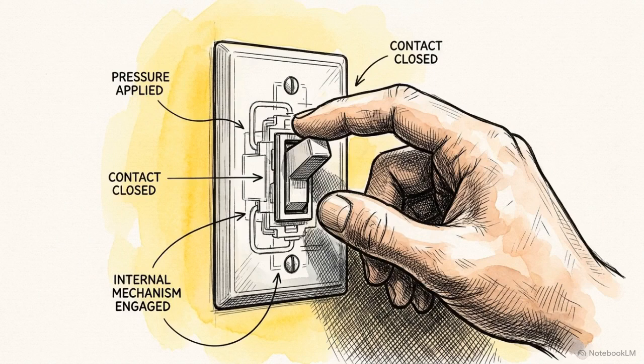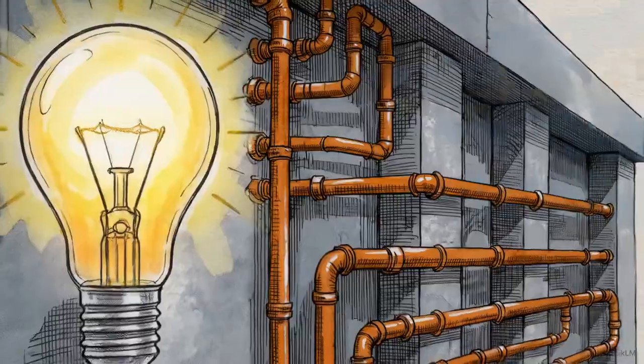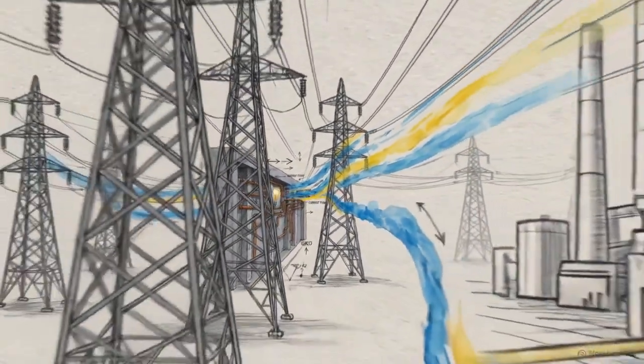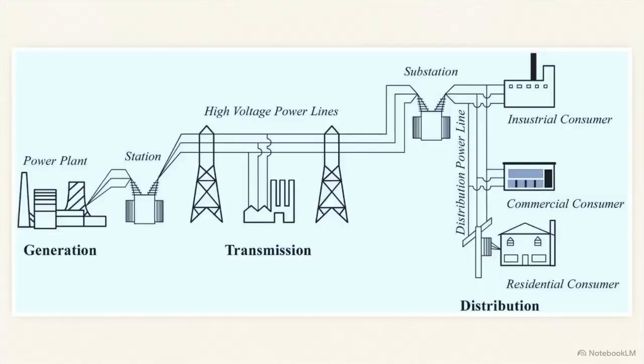Next time you walk into a dark room and turn on a light, take a second to trace it backward. That energy travels through the wall, out to the street, and all the way back to a power plant. This diagram shows how that journey works.